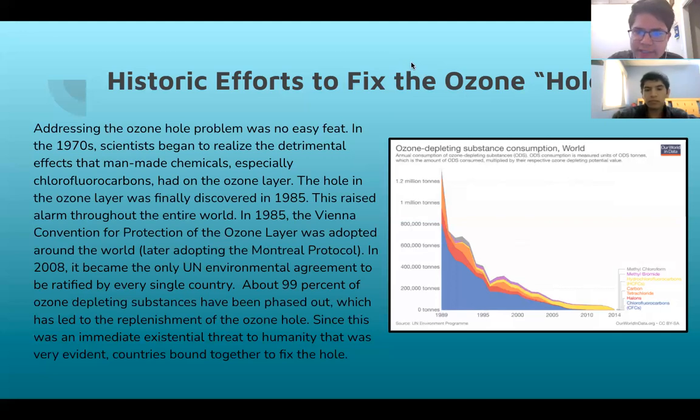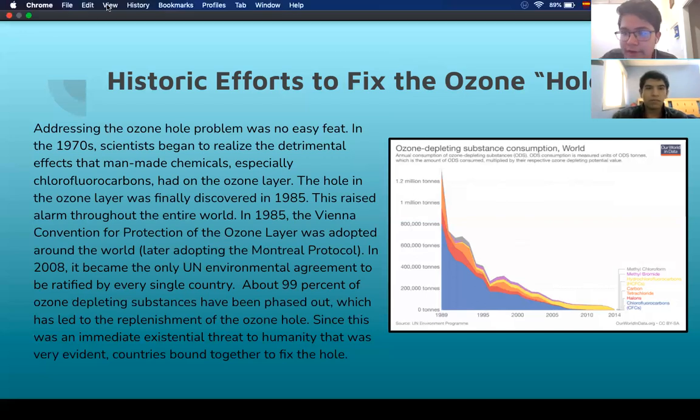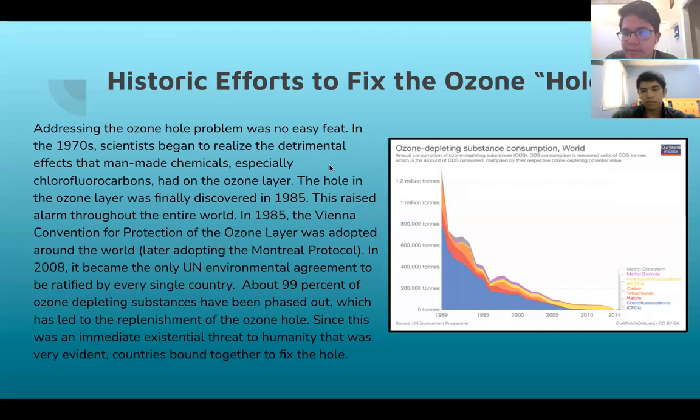In this graph right here, we could see the ozone-depleting substance consumption of the world. In 1989, it was at its peak and it drastically went down after awareness was raised about the detrimental effects of CFCs on the ozone layer. CFC chemicals were the most damaging chemicals to the ozone layer, and they have been phased out. And now we are using substitutes that are not as damaging to the ozone, which is great for the environment and the world.